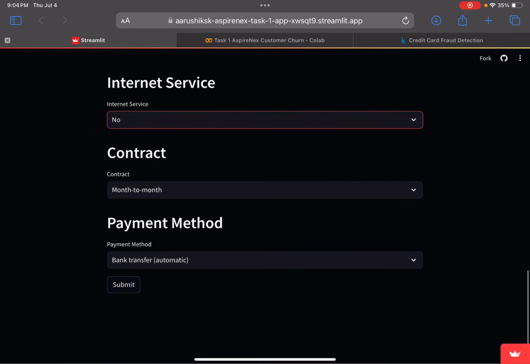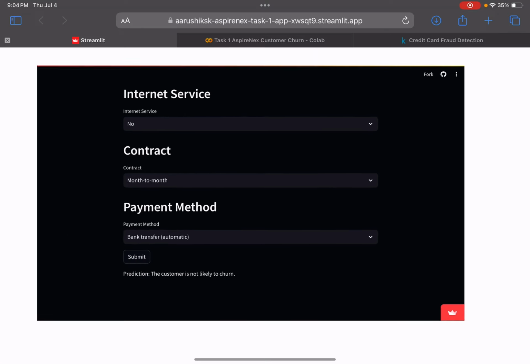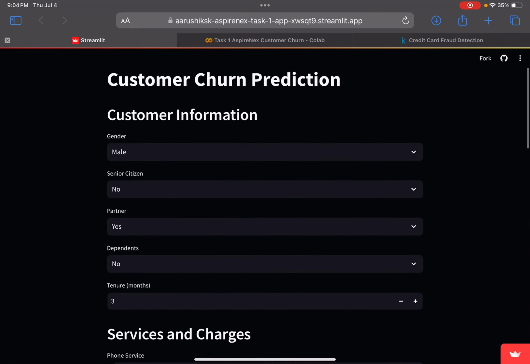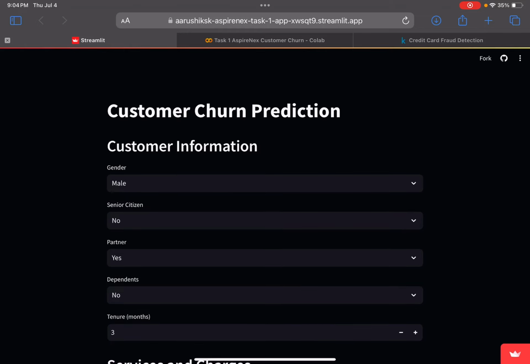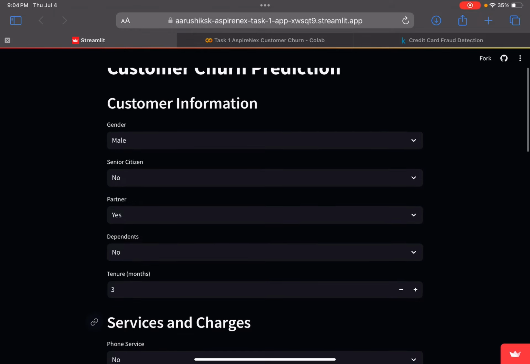Now let's submit it and see what is the result. So the model predicts that the customer is not likely to churn. Again, it might be a false negative, because there's only 81% accuracy of the model.